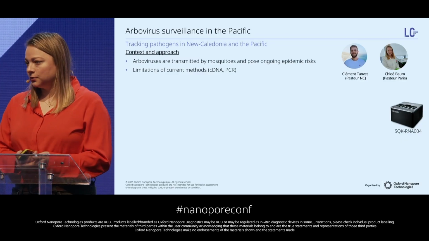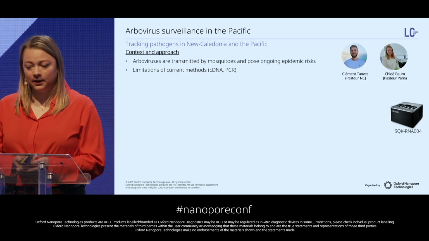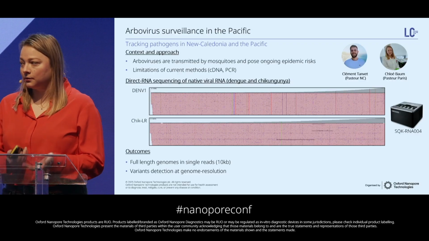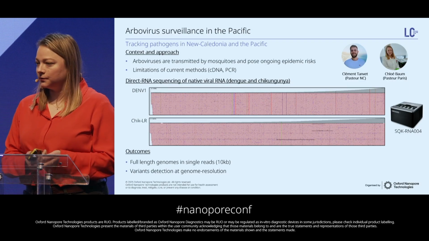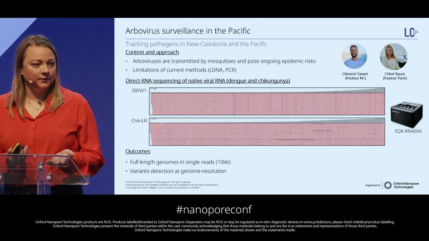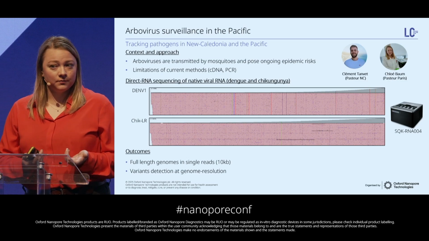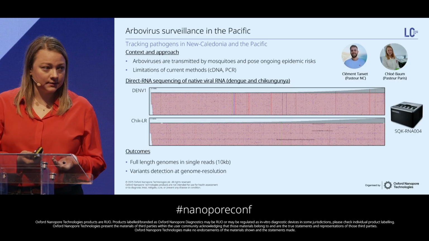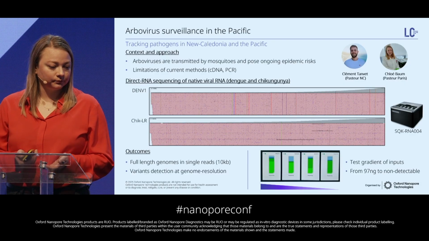So in collaboration with the Pasteur Institute in New Caledonia, we used direct RNA sequencing on viral RNA extracts of two viruses, dengue and chikungunya, and we obtained full-length genomes in single reads up to 10 kb, and we could also detect variants at a genome resolution.